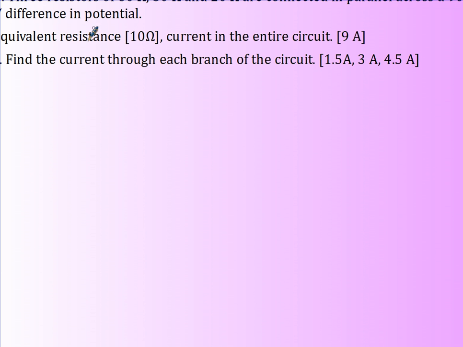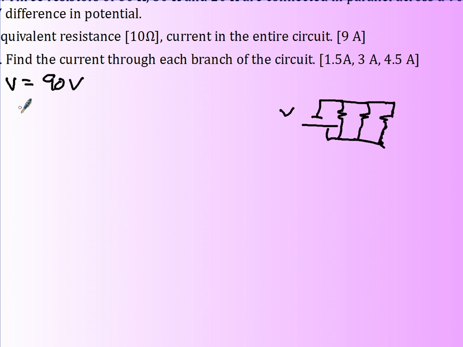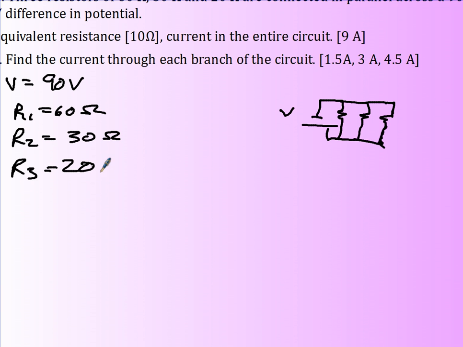Now, find the current through each branch. I don't really have the diagram anymore, but I'm going to redraw it, and hopefully my pen is doing a little better now. Spoke too soon. So if the voltage across each is 90 volts, and then R1 is 60 ohms, R2 is 30 ohms. You don't have to rewrite your givens. I'm just doing this on a different page. So you can just look back at your old ones.